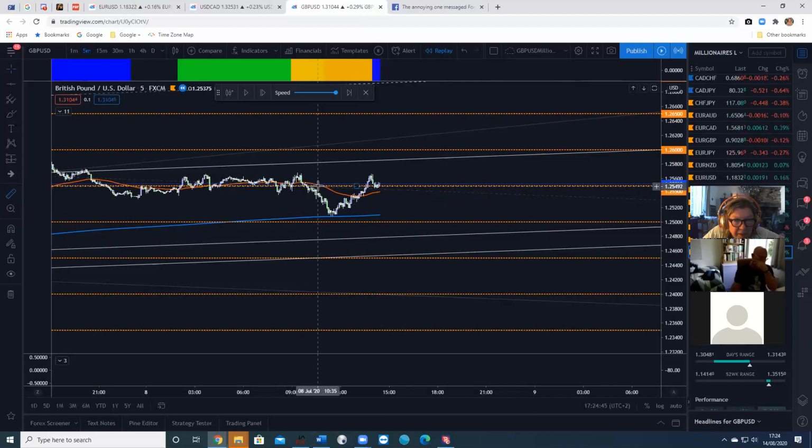If you hadn't got in there, you might not have got in till there. That still gave you about 30 pips here, even if you hadn't got into that.